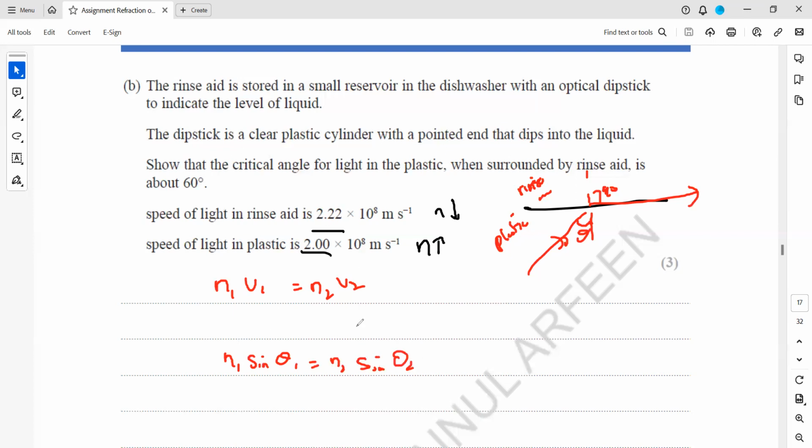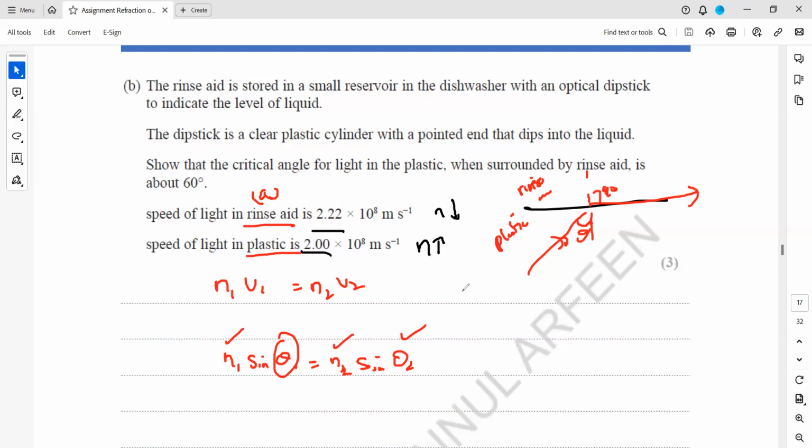So first we will find the speed, and then the refractive index. We have the refractive index of the rinse aid that we calculated in part A, which for our value was like 1.44, according to the answer from the previous part. First we'll find the refractive index of the plastic, and after that we will find this angle. The angle of refraction will be 90 in the rinse aid, and this will be the refractive index of the rinse aid.